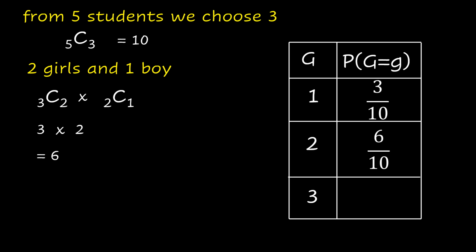And finally, we have 3 girls. And if you have 3 girls, of course, you have 0 boys. So the 3 girls is 3 coming from the 3 girls and 0 coming from the 2 boys. 3 combination 3 will give you 1, and 2 combination 0 will also give you a 1. So 1 times 1 will give you a 1, and therefore the probability for 3 is 1 over 10. So this is the way to populate the probability model without actually writing each of the possible combinations of 5 students taken 3 at a time.